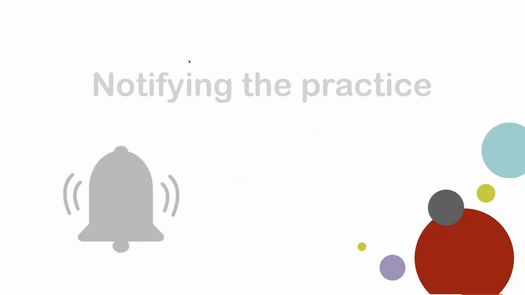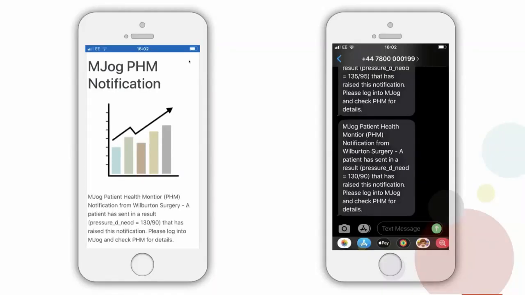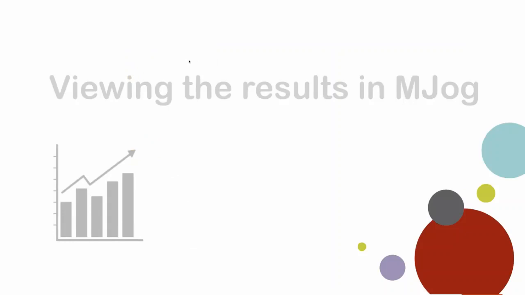So how do people know that a new result has been received? Within Patient Health Monitor, this can be configured to send messages to clinicians within the practice, either by text, email or smart. And here we can see a couple of examples for smart and text notifications.